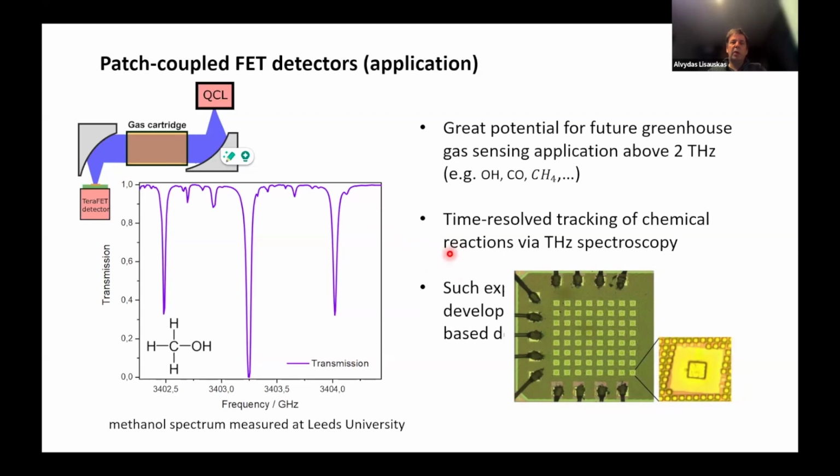And actually, one can go more towards time-resolved tracking of chemical reactions via terahertz spectroscopy. This is something that we are really looking forward to.